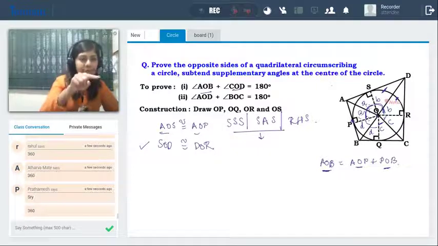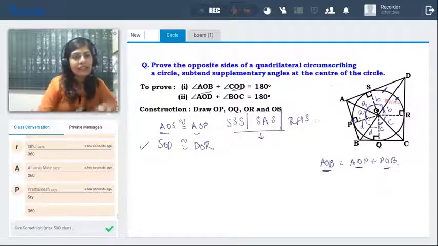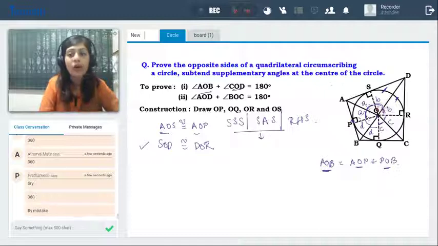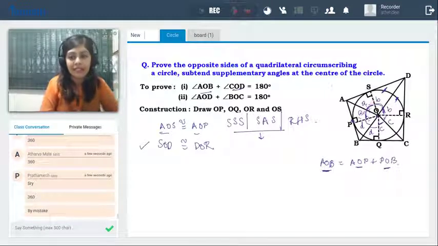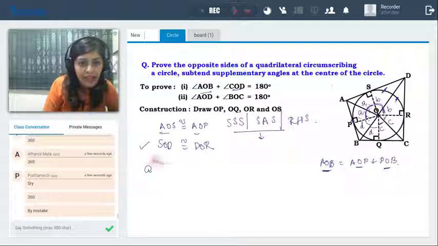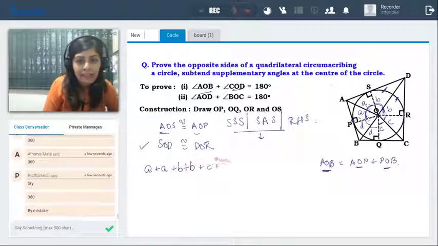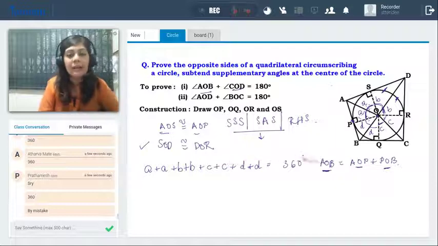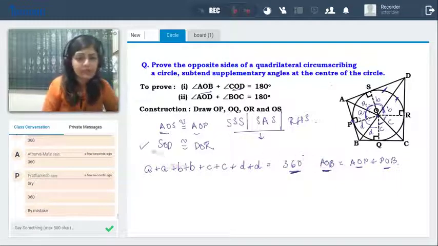Students, pay attention. Now, at any point, I can draw a circle, right? And we know that a circle is a 360-degree figure. A circle is always 360 degrees. So all the angles at O will be 360. So now can I say A plus A plus B plus B plus C plus C plus D plus D is equal to 360? Yes, 8 angles at the center make an angle of 360 degrees.